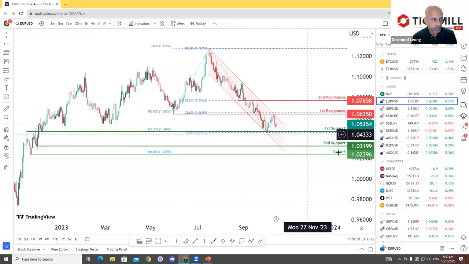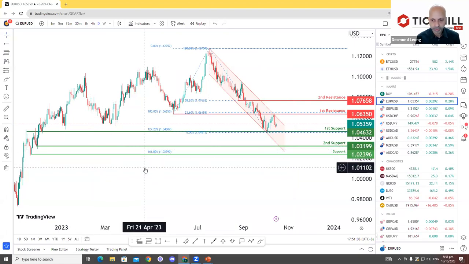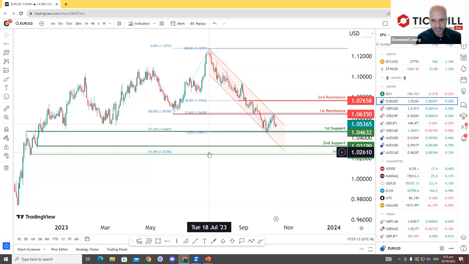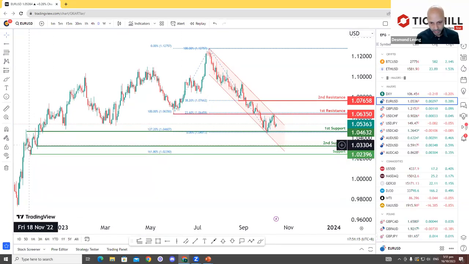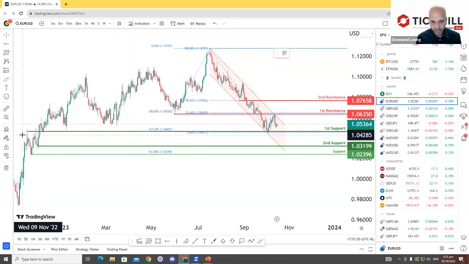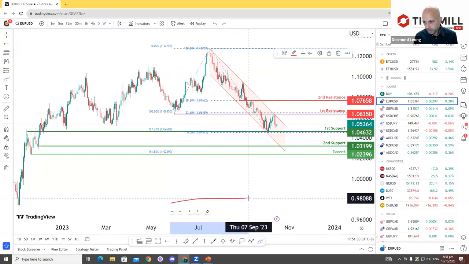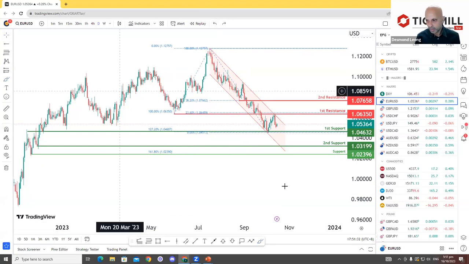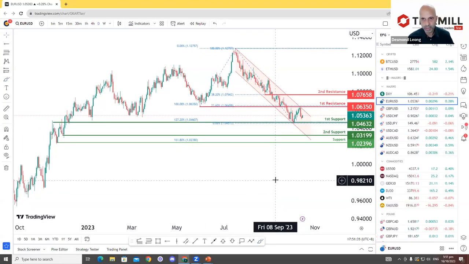So should price continue to slide lower for the euro, if it breaks through the first support and then also the second support, where we can expect it to find significant support would perhaps be where the 161% Fibonacci extension level lies, which also lines up very well with this swing bounce here that took place on 21st of November last year. As we see, price made a pretty decent swing bounce here on 21st of November. All right, so these are the levels for the euro on the daily time frame.